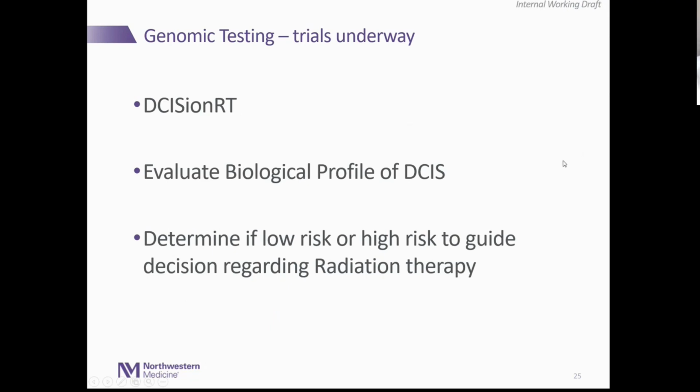Other studies that are underway involve genomic testing. One tool that has been part of a study here in the West region is called Decision RT. It evaluates the biological profile of the DCIS to help determine whether it's low risk or high risk, and subsequently guide decisions regarding therapy, including radiation.